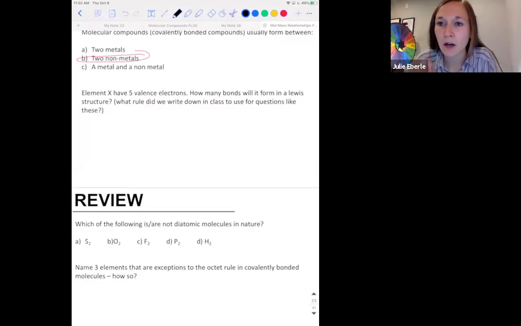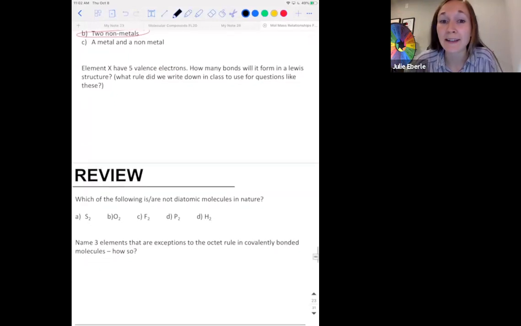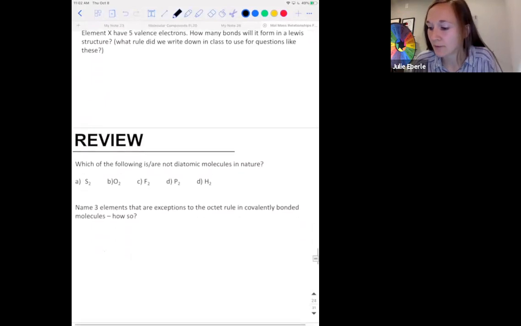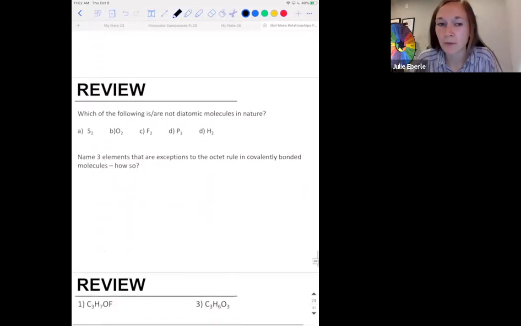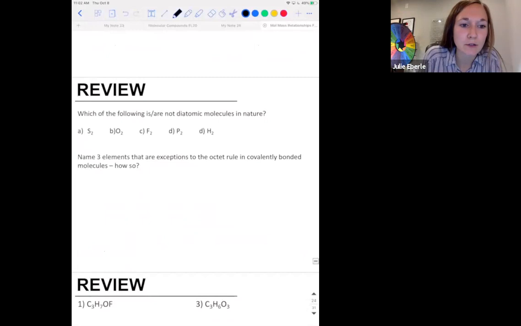So we talked about the octet rule and how electrons are shared, and therefore how things will form bonds, as a predecessor before getting into Lewis structures, okay? Another thing we talked about was diatomic molecules. I think I have a poll for this too. So read this next question.